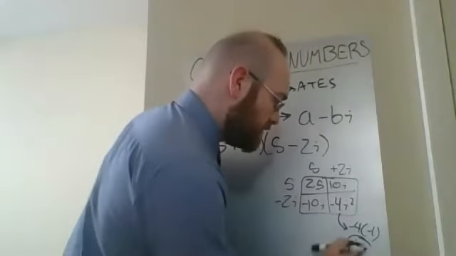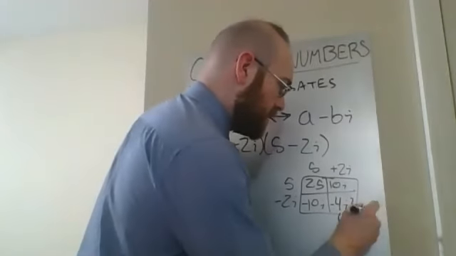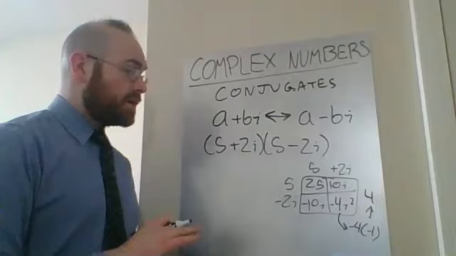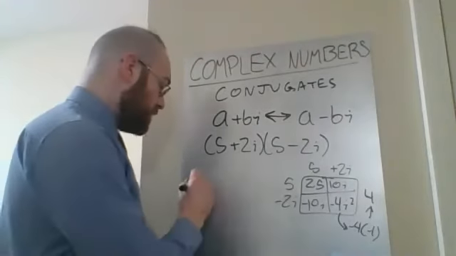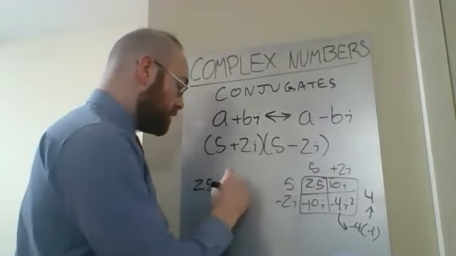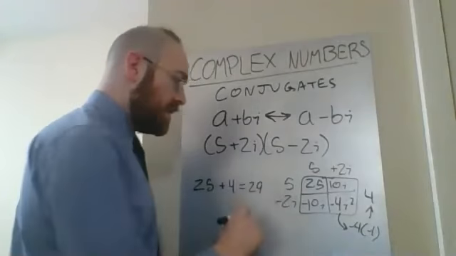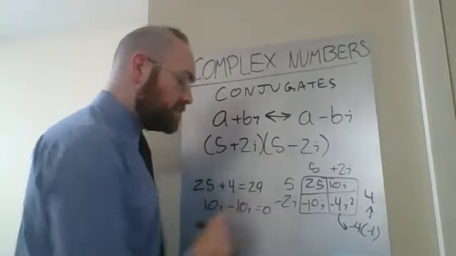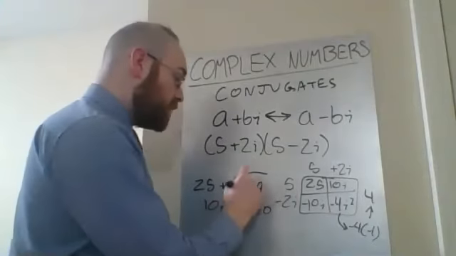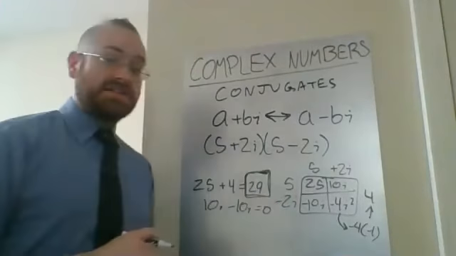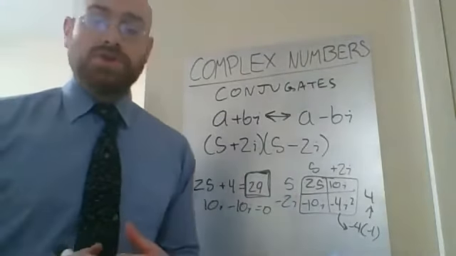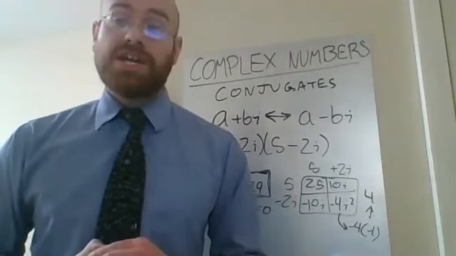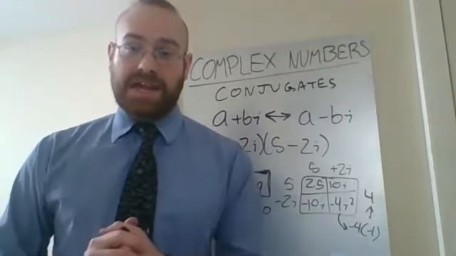So that whole box just turns into a positive 4. I notice you can't quite see down there, so I'll write it up here, positive 4. If we combine all of our like terms, we have 25 plus 4 equals 29. And then we have 10i minus 10i, which is equal to 0. So once again, we find everything cancels except the real part. We've now shown that when we add or multiply a complex number and its conjugate, we always get a real number.